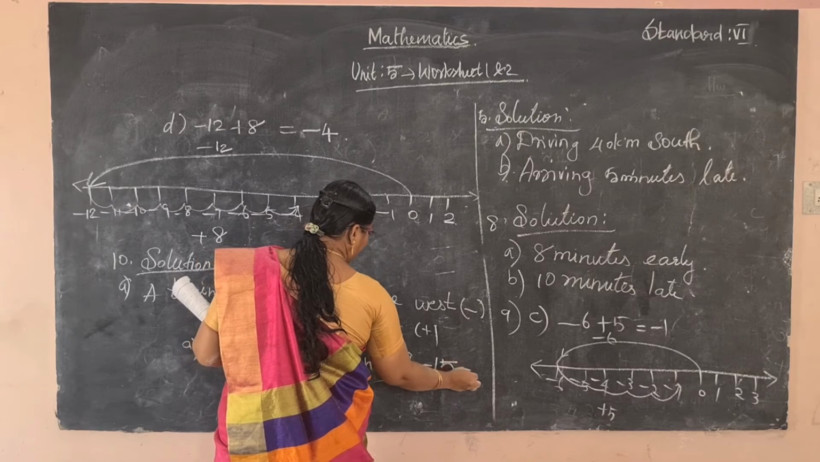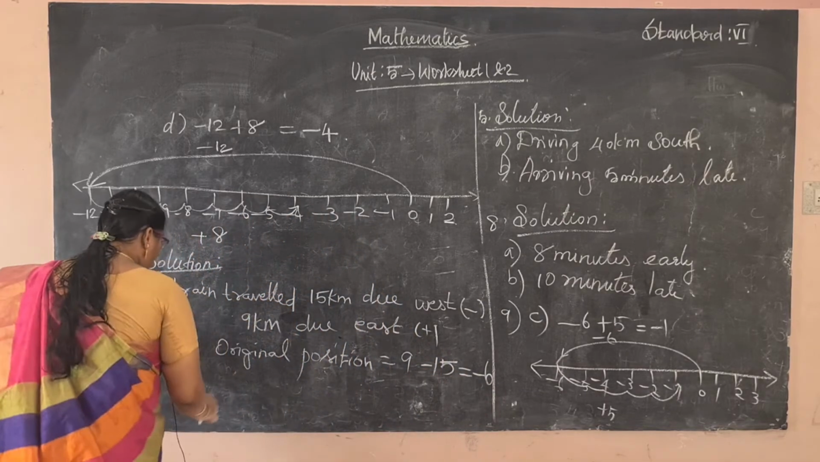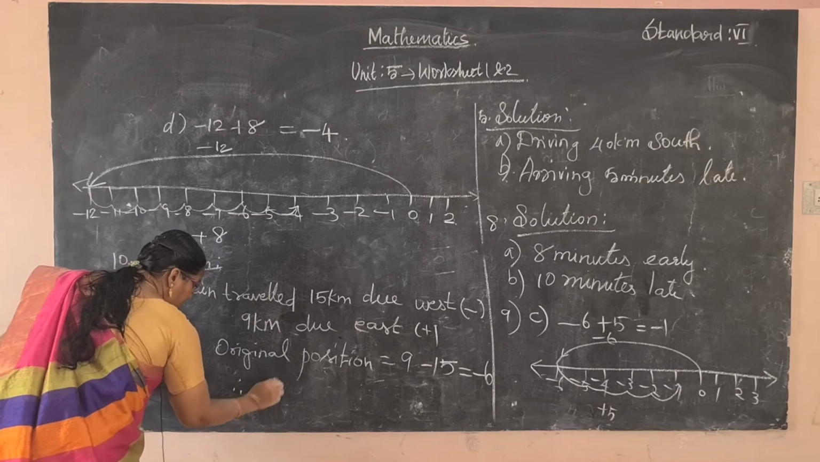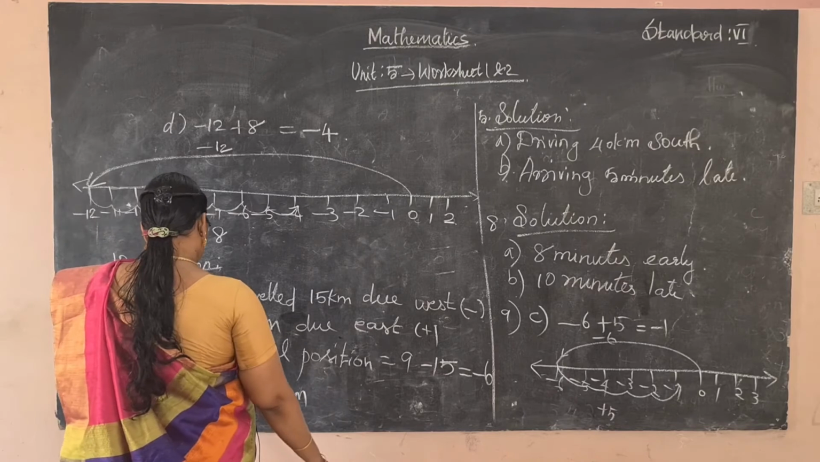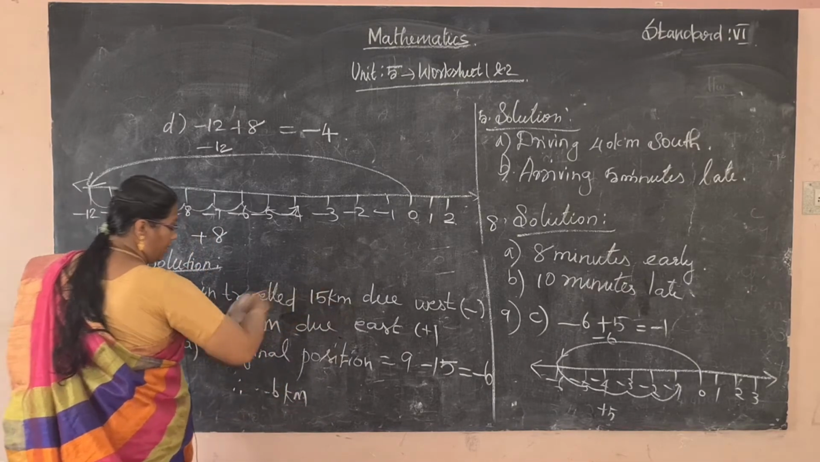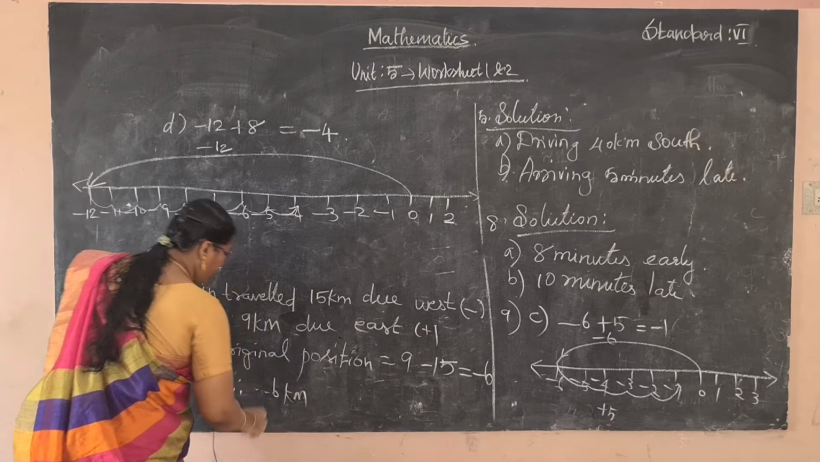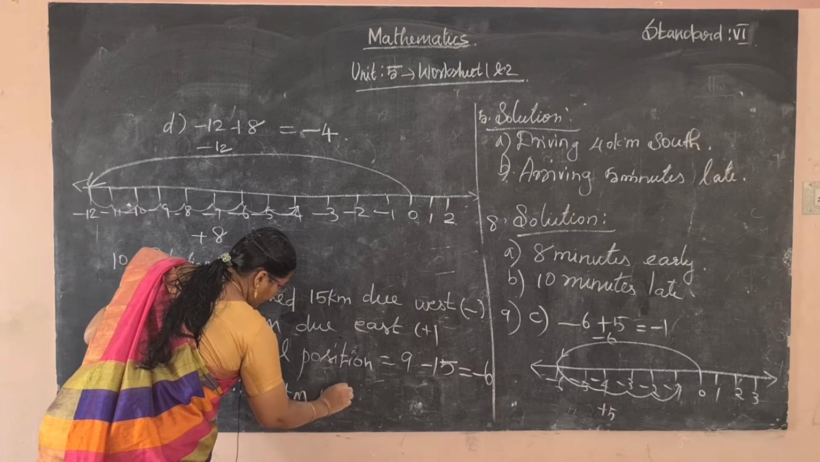What we get? Minus 6. So the answer is minus 6 kilometer, or 6 kilometer west. The original place was 6 kilometer west.